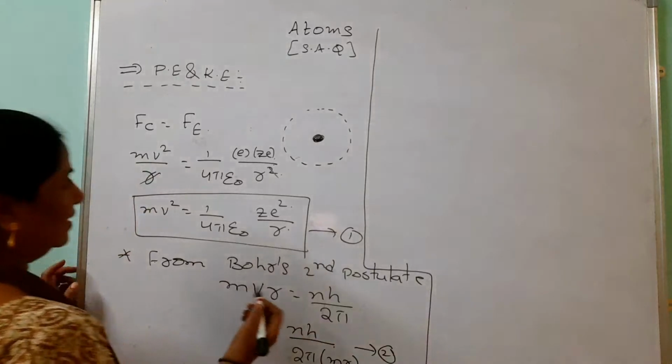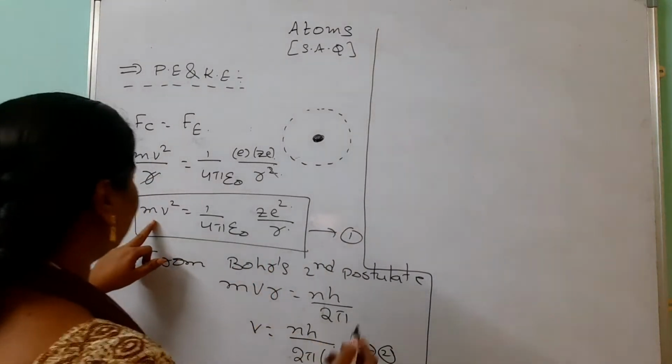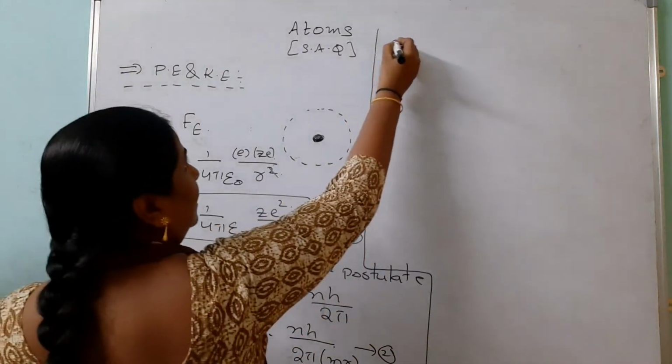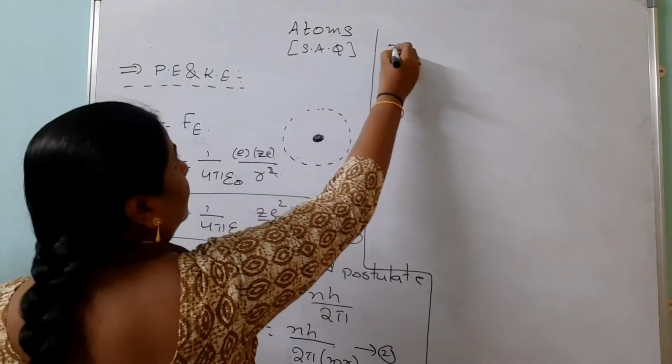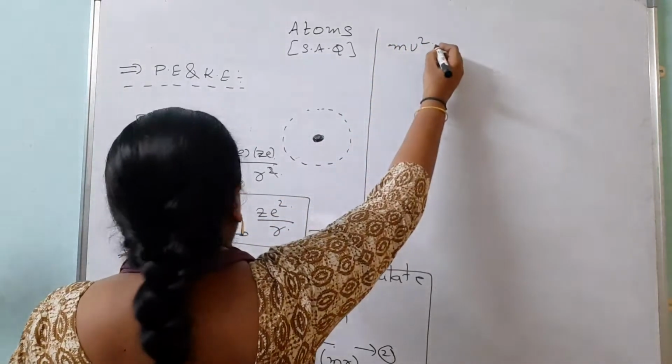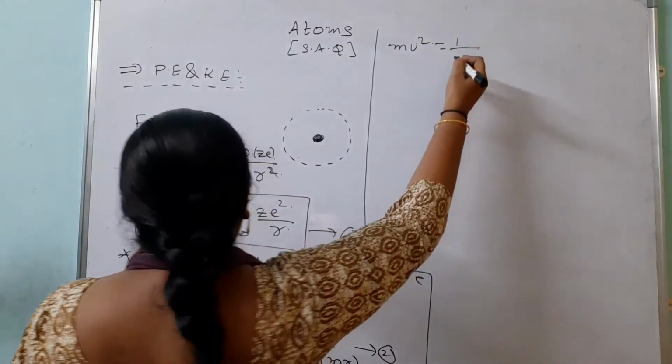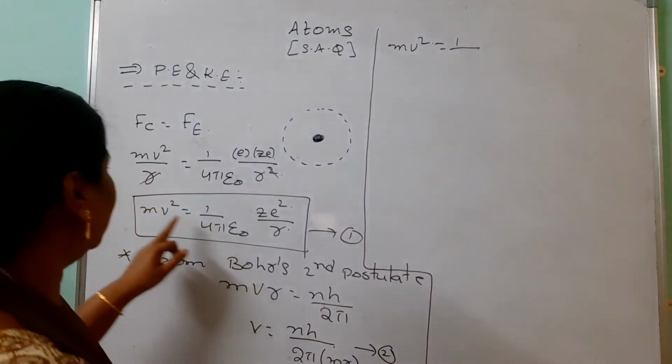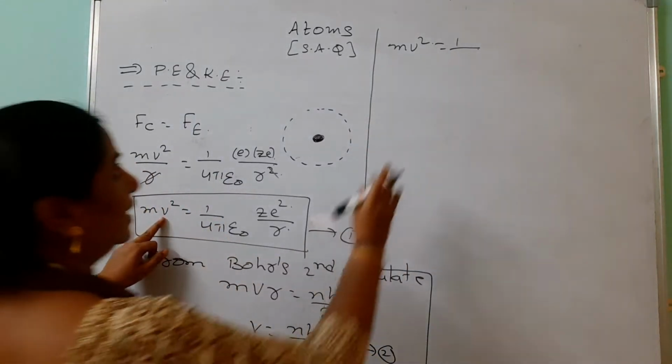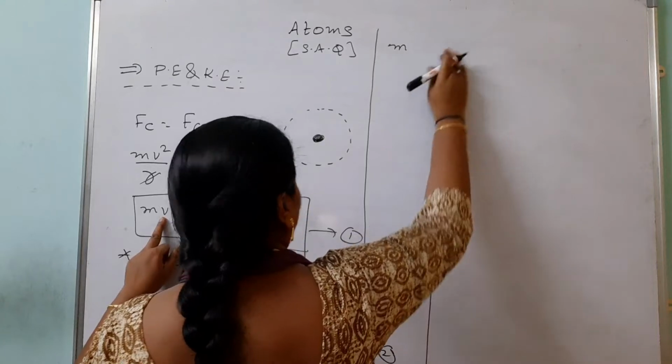Look here: m v square equals 1 by 4 pi epsilon naught. First of all, instead of v, what we are taking here, we should write it directly.